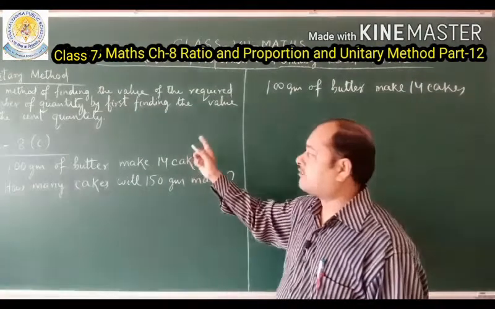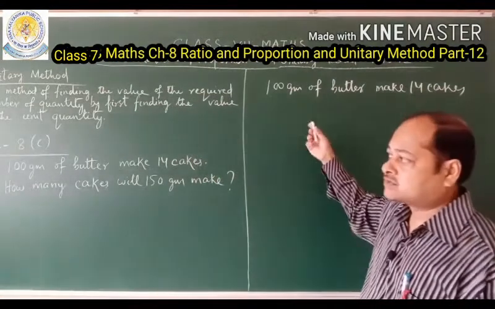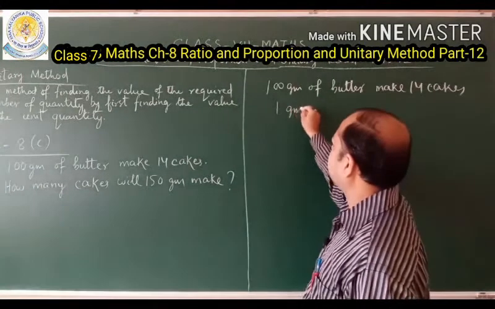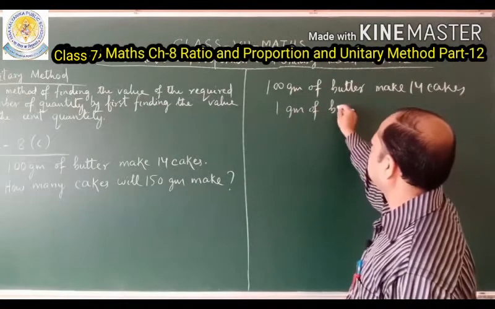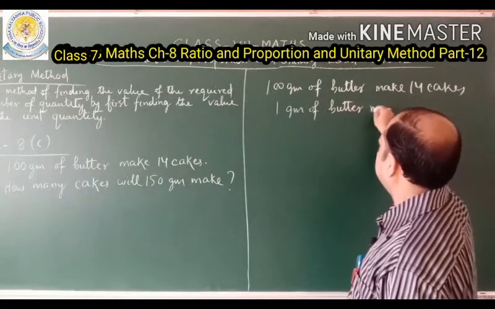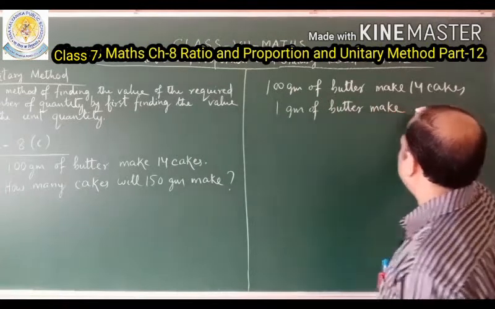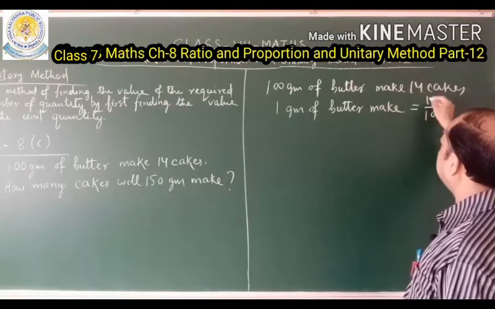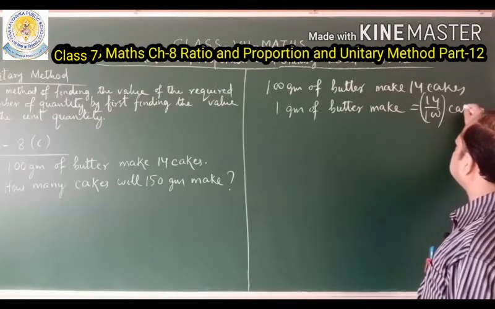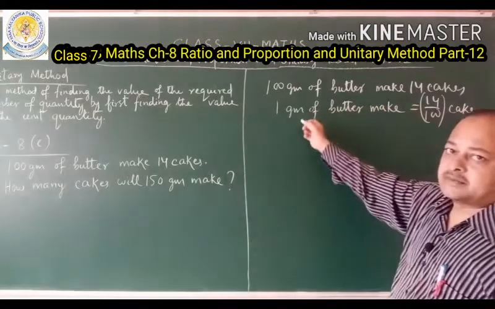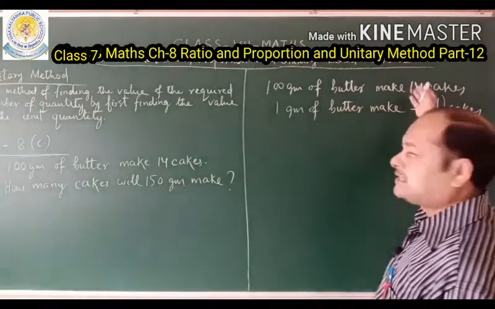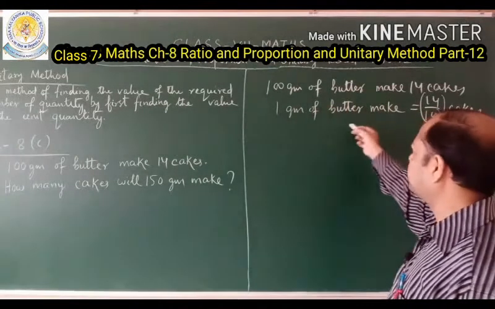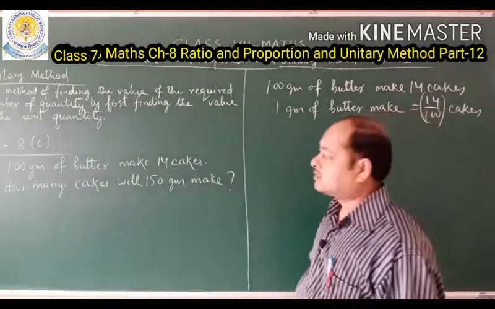According to the unitary method we have to find the one quantity. So for 1 gram, how much? 1 gram of butter makes equal to how much? 14 divided by 100 cakes. This is the unitary method. So for 1 gram, right side divided by the left side, that means 14 divided by 100 cakes.